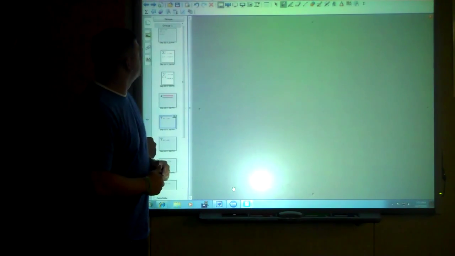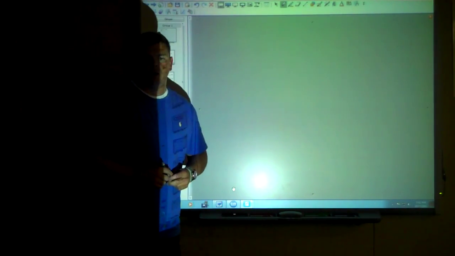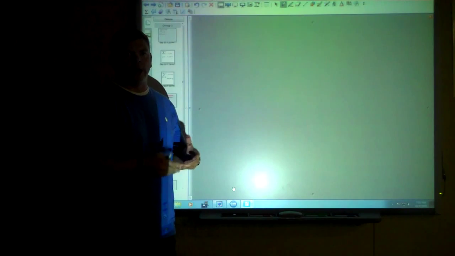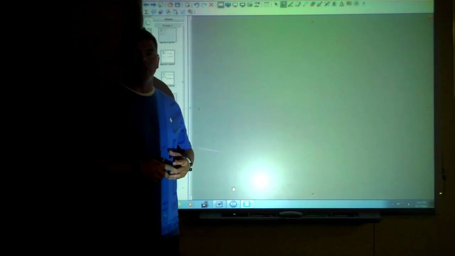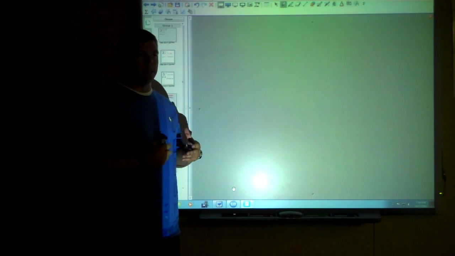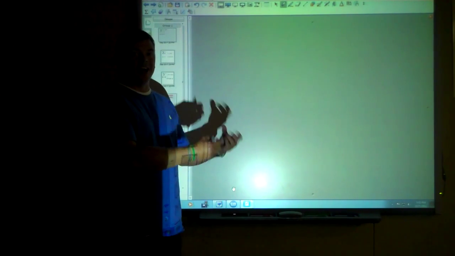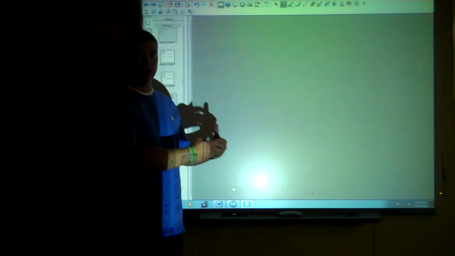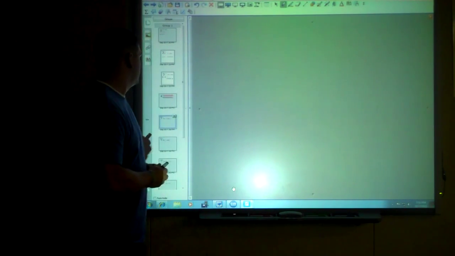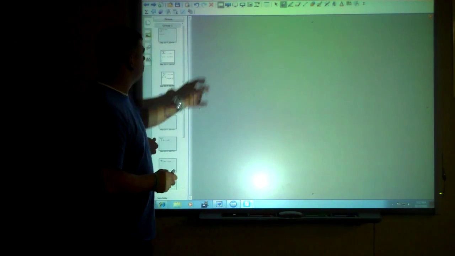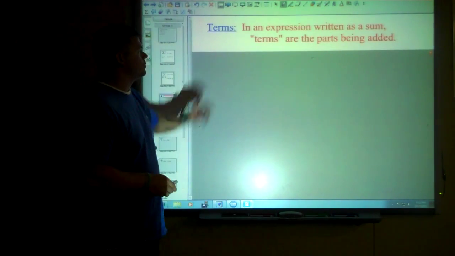Intro Algebra Lesson 2-3B. We've been working on taking subtraction problems and converting them into addition problems. And if you recall, that means that anytime we change subtraction into addition, we must change the sign of the number that directly follows that subtraction sign. Now today, we want to look at the idea of terms.